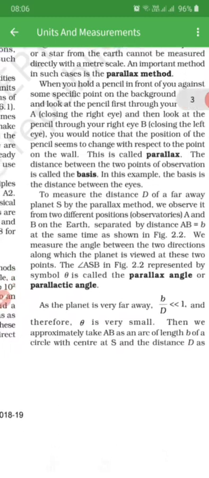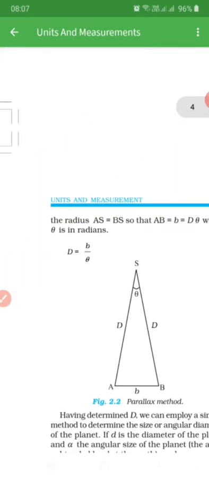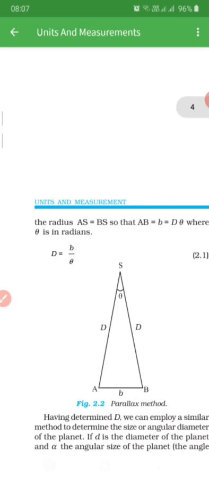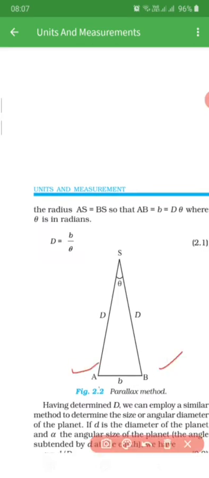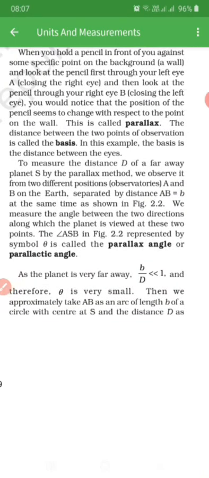Now to measure the distance, capital D, of a far away planet S by this parallax method given over here, in this figure, A and B are the two places from which we have to see the sun, first from position A, then from position B. Capital D is the distance from the earth to the sun, and small b is the distance between the two places from which we are taking observations.